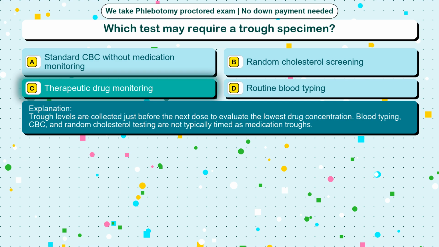Trough levels are collected just before the next dose to evaluate the lowest drug concentration. Blood typing, CBC, and random cholesterol testing are not typically timed as medication troughs.